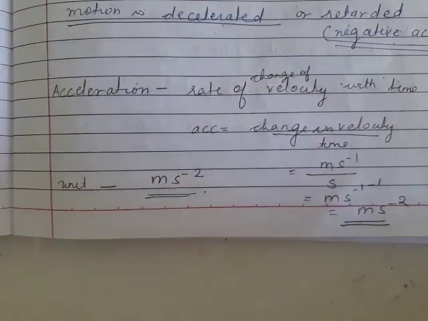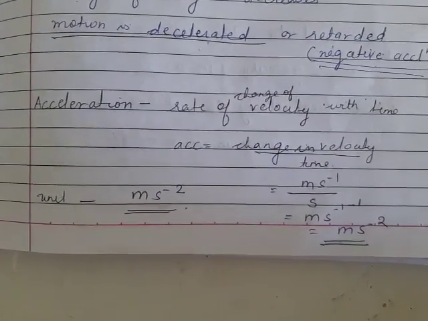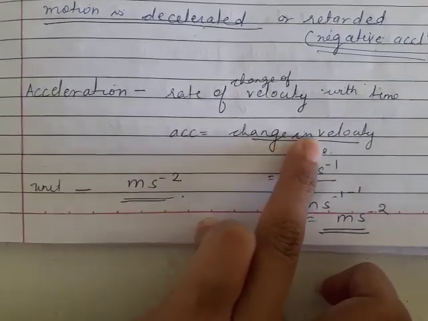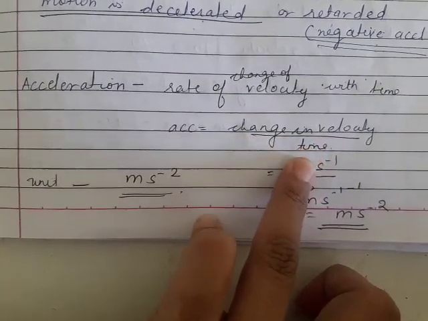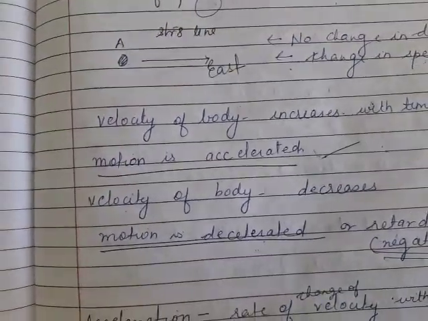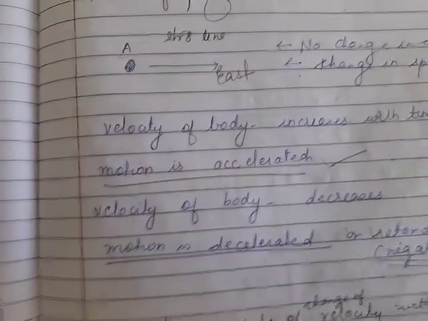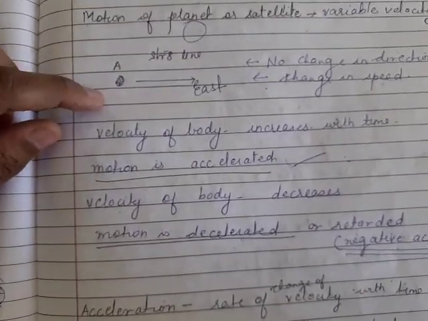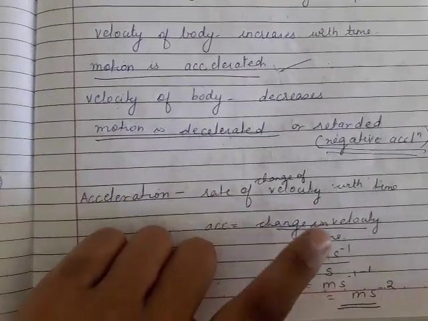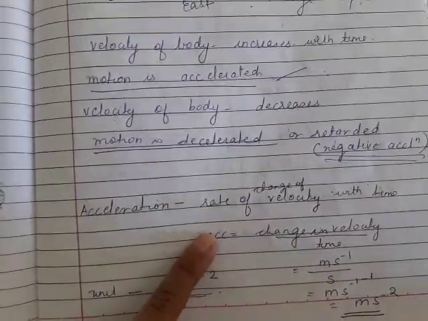Then from this we say that acceleration is nothing but the rate of change of velocity with time. So change in velocity upon time gives me the acceleration. If the vehicle is moving in a straight line, there is a change in the velocity, and this change is with respect to time. So the rate of change of velocity with time is called acceleration.